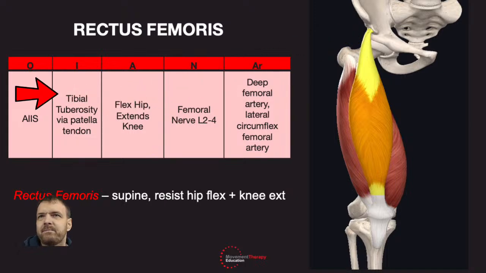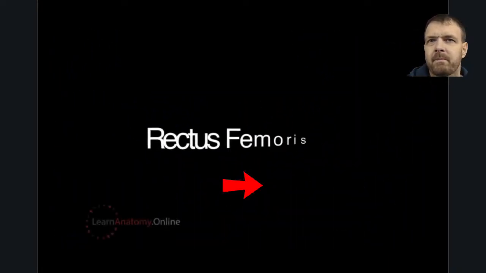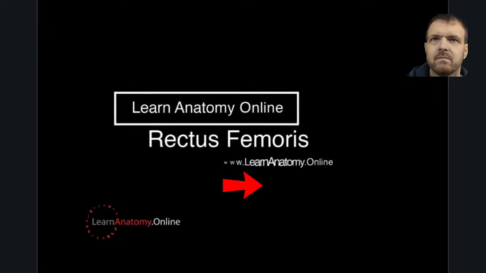Cool. The insertion point is the tibial tuberosity via the patellar tendon. All of your quadriceps muscles, the anterior muscle group, attach into the patella and then down onto the tibial tuberosity. We've looked at the patellar tendon already over the last couple of weeks. Okay, let's have a look at that. So here we go, this one. This is rectus femoris.